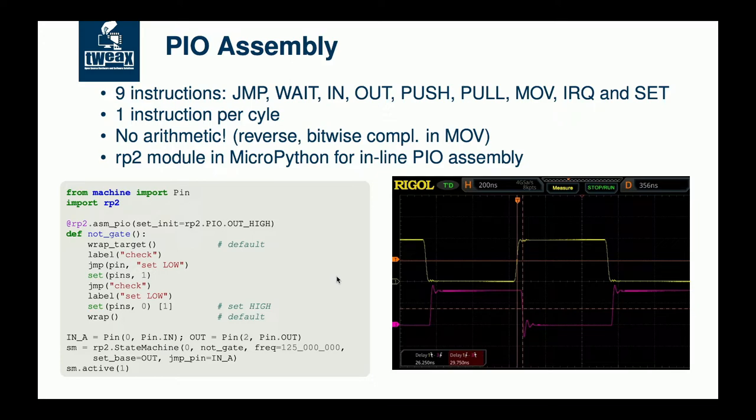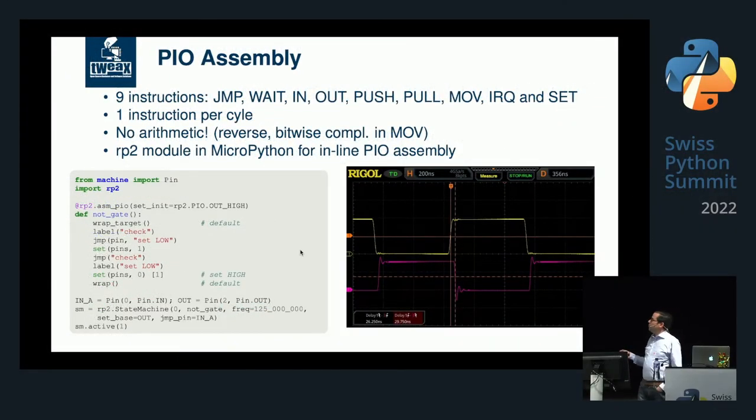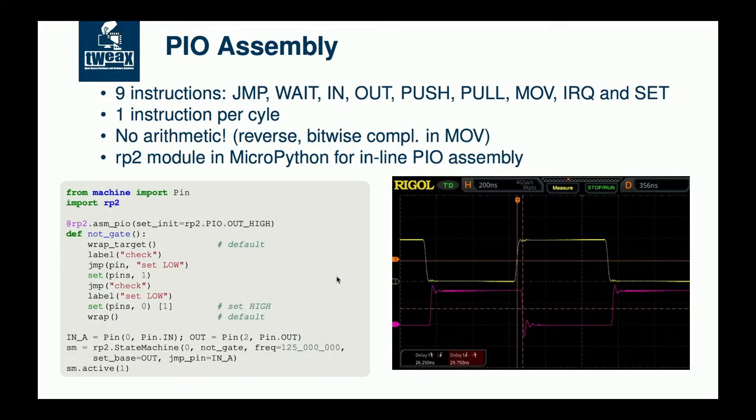There is no arithmetic, so you cannot do add and things like that. You can just, in the move command, do some bit reversing in place or calculate the bitwise complement. And the nice thing about MicroPython is that there is an RP2 module where you can write this PIO code inline, which I think is much more convenient than using the C++ SDK for the RP2040 with separate files. Here you just have it in the same program.